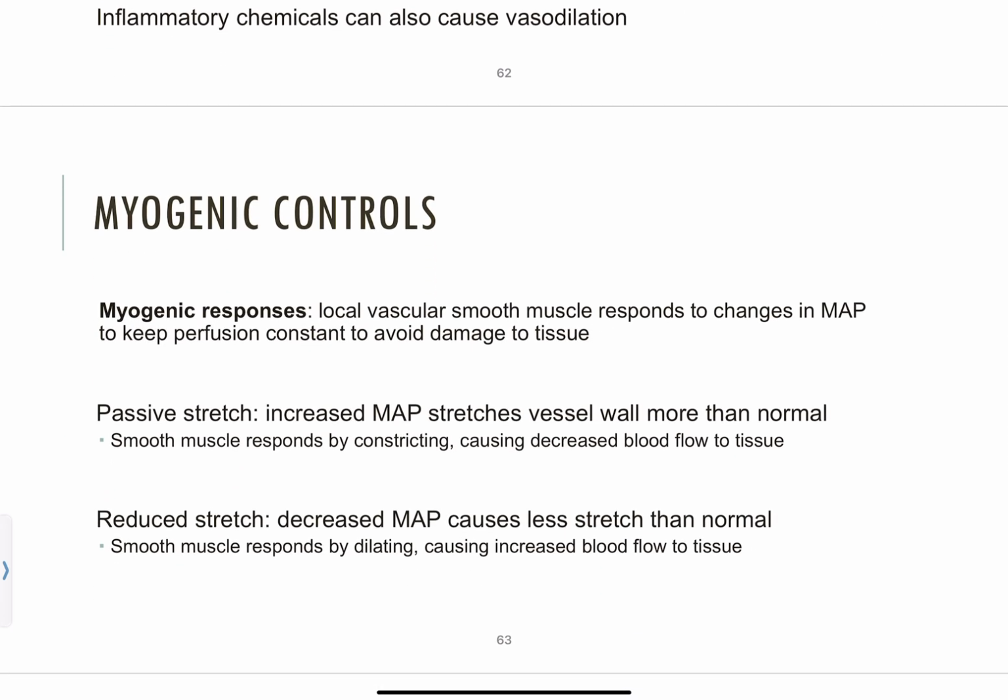Myo means muscle, so if we're talking about myogenic control, we're really talking about maintaining consistent blood flow using the smooth muscle that is lining the blood vessels themselves. The smooth muscle in the blood vessels can sense stretch. If the blood pressure spikes, the vessels are going to stretch more than usual, and the response is that the muscle is going to constrict to help reduce flow and protect the tissue. If blood pressure drops, the vessels are going to dilate to increase flow. Again, the whole purpose of this is to keep perfusion steady.